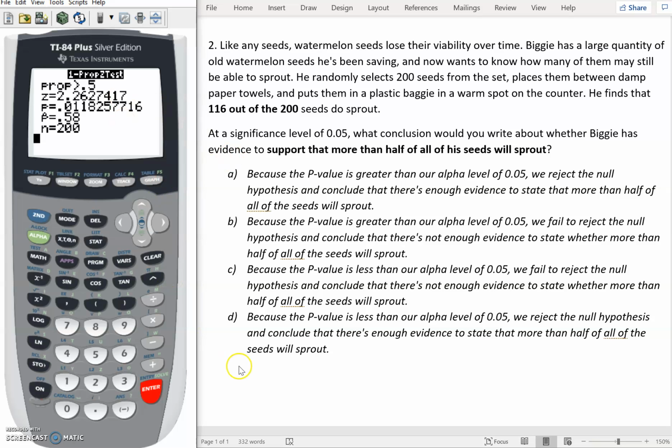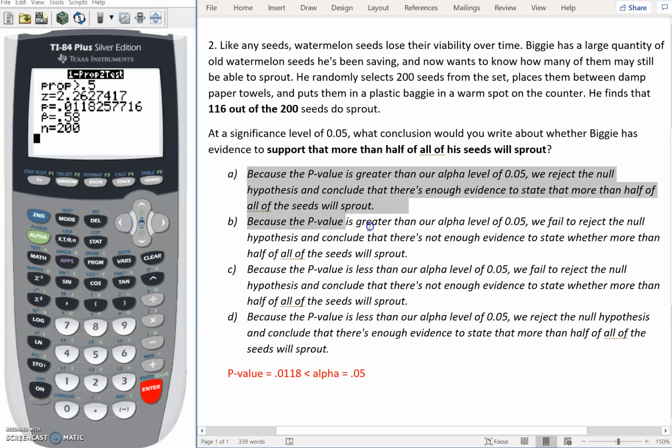Our p-value here is 0.0118 if we're rounding to four decimal places. Okay, that's definitely less than the alpha value of 0.05. When that happens, that means that our results are incredibly rare. So we know we're going to reject the null. The first two say p is greater than alpha. Those are out. C and D here, the p-value is less than alpha. That's true for both.